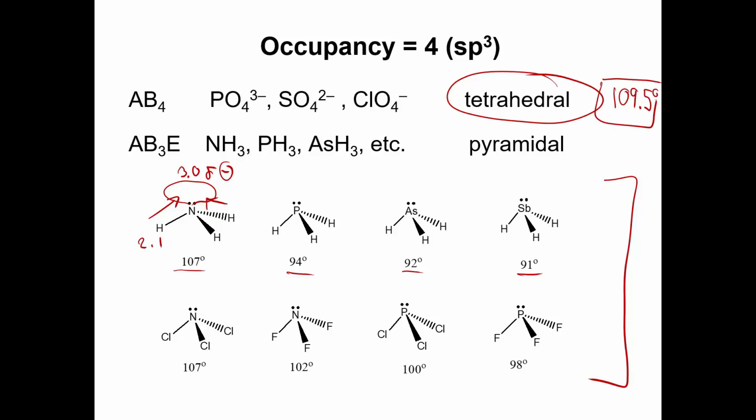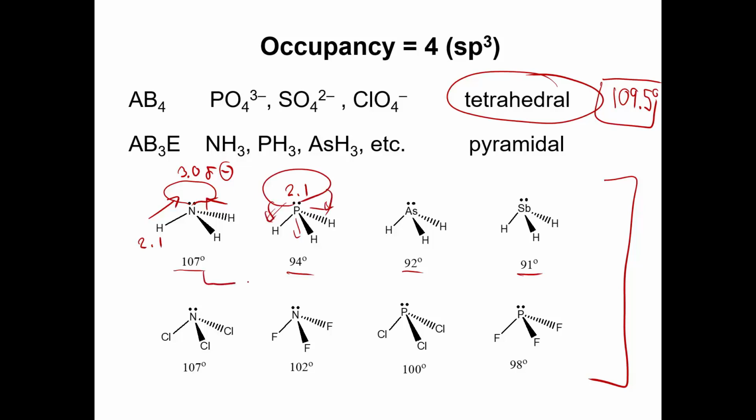Okay, now what happens when you go to phosphorus? Phosphorus is right underneath. It actually has a drastic drop in electronegativity to 2.1. So now we no longer have polar bonds, and some of that electron density can be pushed away from the bonds, which allows this lone pair to press out and decrease this angle drastically.